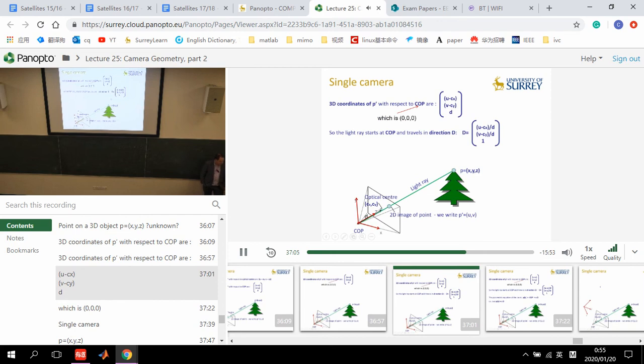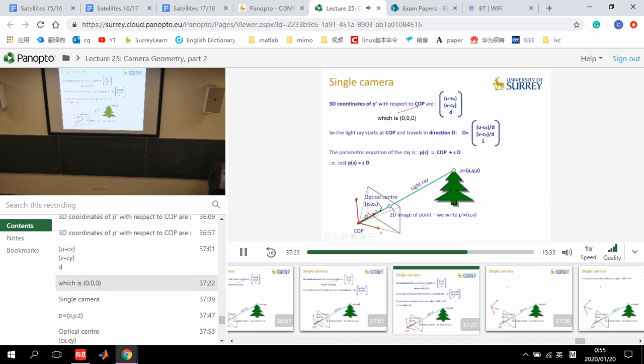So the light ray starts at the center of projection and travels in the direction d, where d is a vector quantity, equivalent to our x1, and is normalized for convenience. So the parametric equation of this ray is just x0 plus s x1, or here, central projection plus s d, or, because the central projection here for convenience is at the origin, it's just s d.